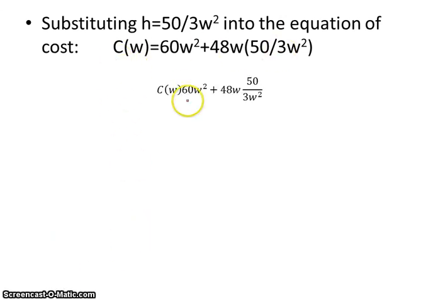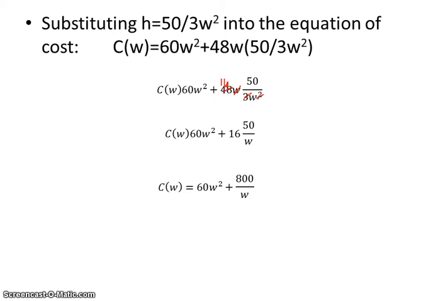Now if we simplify, we end up with the next thing. If we divide 48 by 3, we end up with 16 right here, and this W goes away with one of these W's. So we end up with 60W squared plus 16 multiplied by 50 over W. And simplified completely, we end up with the function C in terms of W, equal to 60 times W squared plus 800 over W.